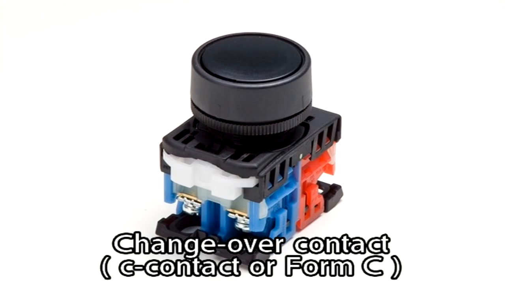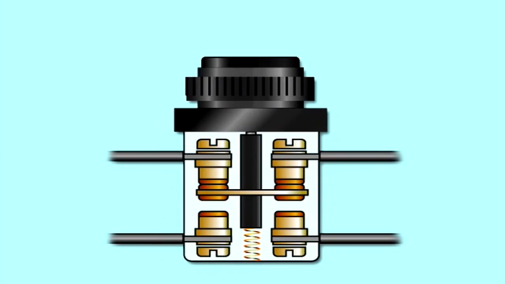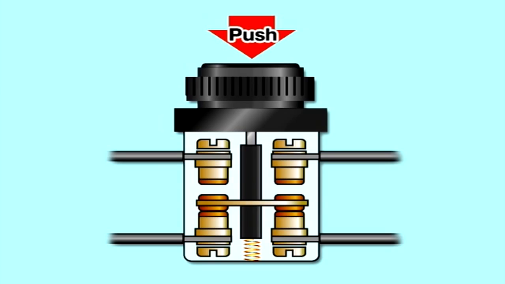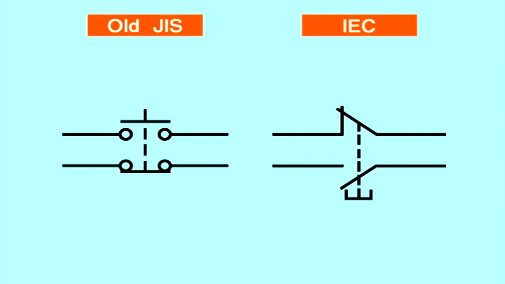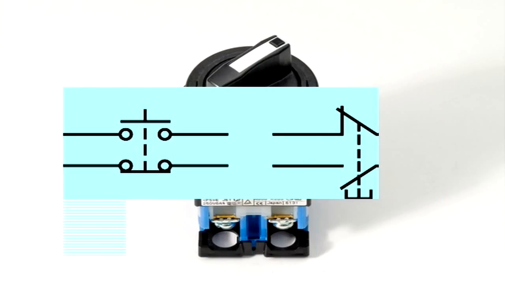Changeover contact is also known as C contact or Form C. C contact combines the features of A contact and B contact. Prior to operation, A contact is off and B contact is on. When the switch is operated, A contact turns on and simultaneously B contact turns off. The A contact closes and B contact opens when the C contact push button switch is pressed, and they return to their original states when the button is no longer being pressed. Shown here is a turnover switch, a C contact with residual function.